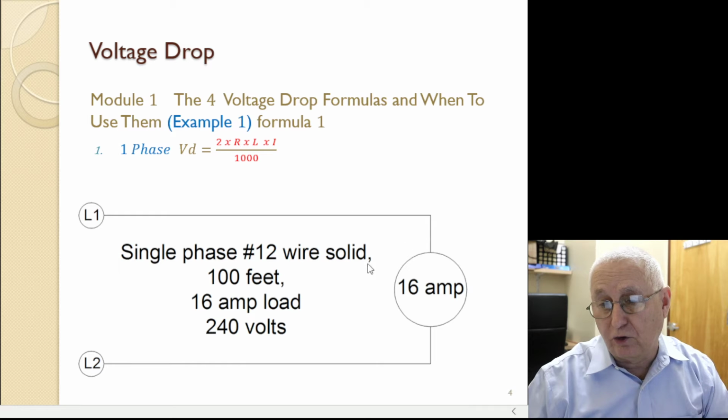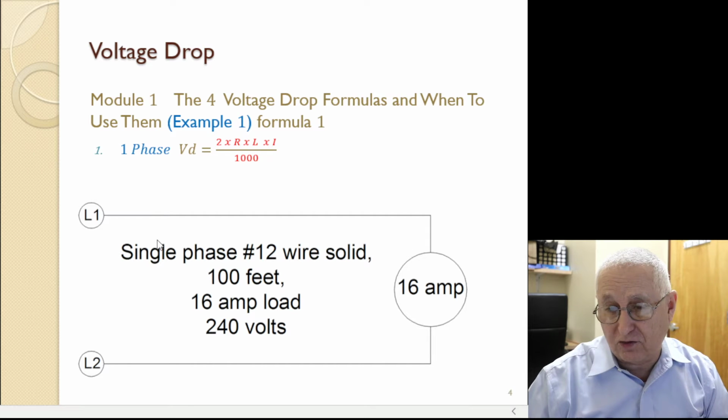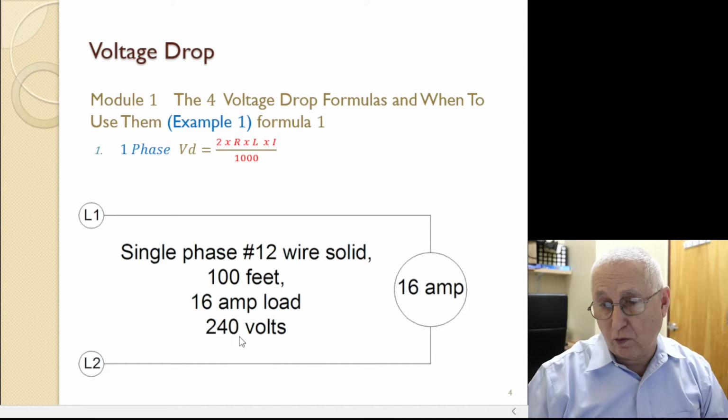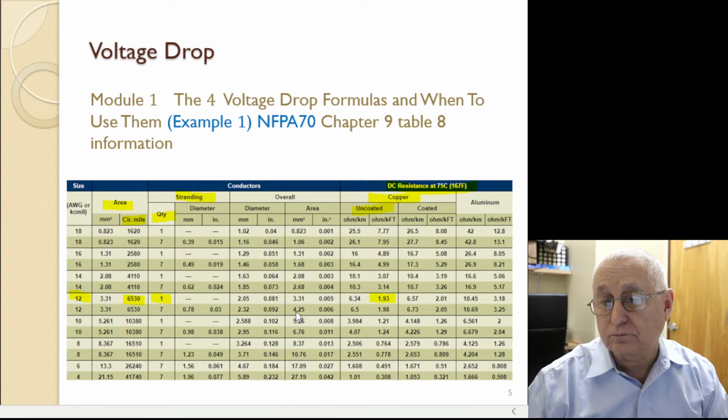Here's an example, a drawing of the wire that we just discussed. It's a single phase circuit. It has a number 12 wire, solid. This is uncoated, by the way. It's 100 feet out to the load, 16 amp load. That's what it's drawing in current, and it's a 240 volt circuit.